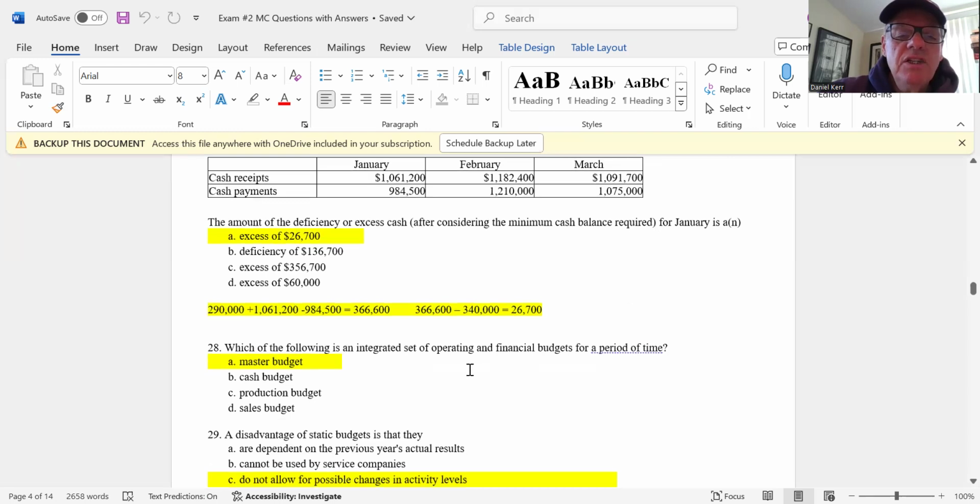Which of the following is an integrated set of operating and financial budgets for a period of time? So the integrated set of operating and financial budgets would be called the master budget. So the answer there is A.